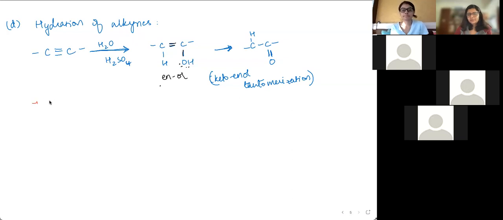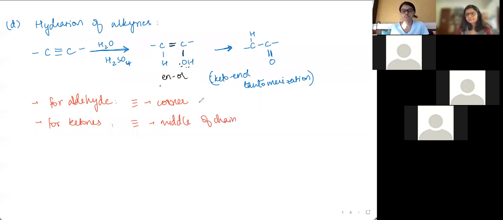So if you want to get an aldehyde, the triple bond should be in the corner, and for ketones, the triple bond should be in the middle of the chain. Okay. So we'll do a couple of example questions based on this logic.